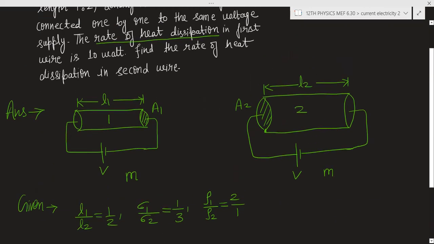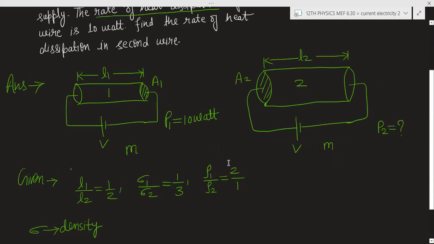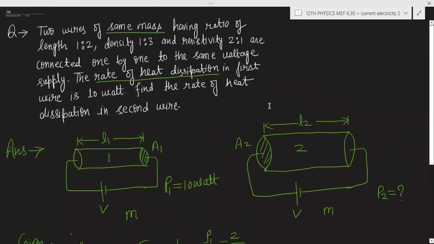And they are saying the rate of heat dissipation in the first wire. What is the rate of heat dissipation? It means power dissipation. Power dissipation in the first wire, which I am supposing as P1, is given as 10 watt, and we have to calculate the power dissipation in the second wire. With the help of this given data, meaning the masses are equal, and this data, we have to calculate this power. This numerical is a game of logic and thinking. How you apply the logic, that is the way.